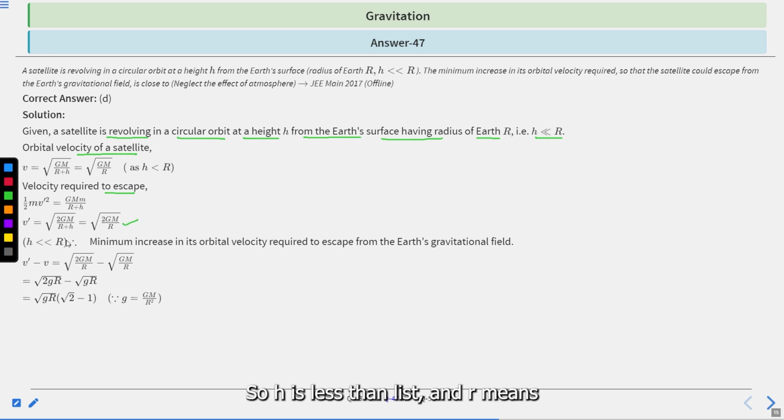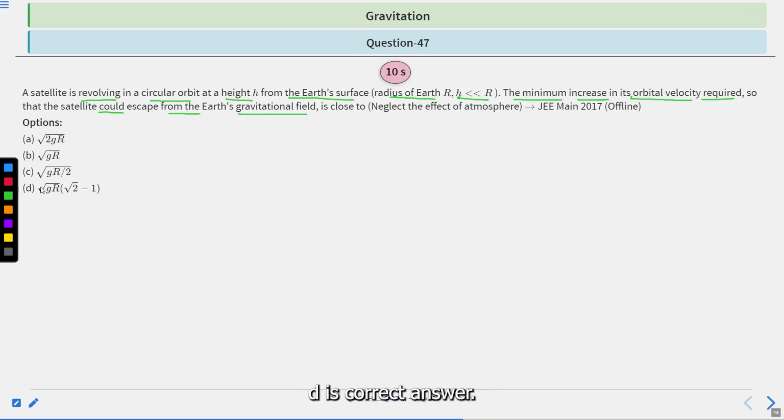So h is less than R, meaning the minimum increase in its orbital velocity required to escape from the Earth's gravitational field is v' minus v, equal to under root 2GM divided by R minus under root GM divided by R. Solving this term, you will get under root gR multiplied by root 2 minus 1, where g is the acceleration due to gravity. So the correct answer is D. D is the correct answer.